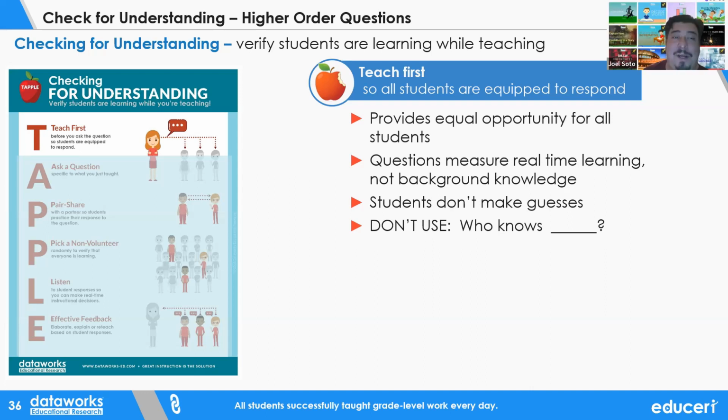Well, John, don't forget one of the worst sins we've ever seen is a teacher saying, who knows? Who knows? Come on, guys, try harder. Who knows what this word is? Come on, try harder, right?